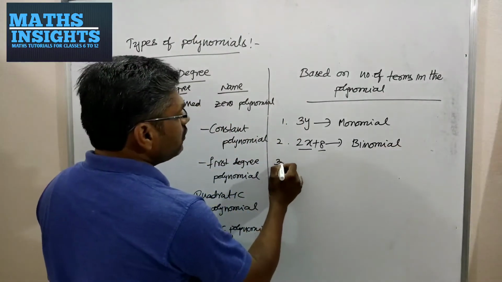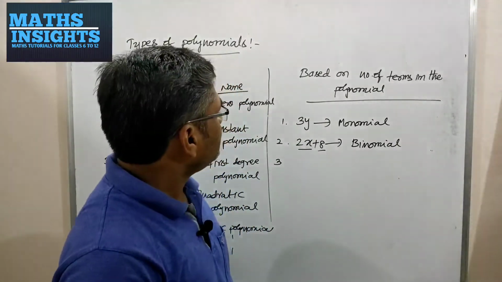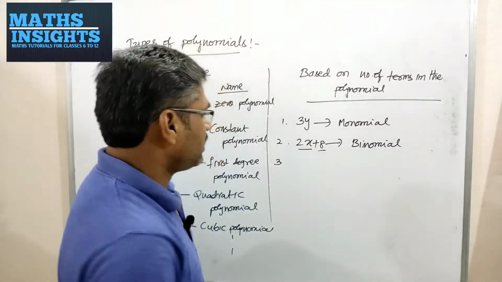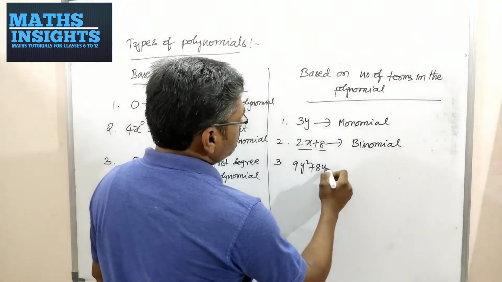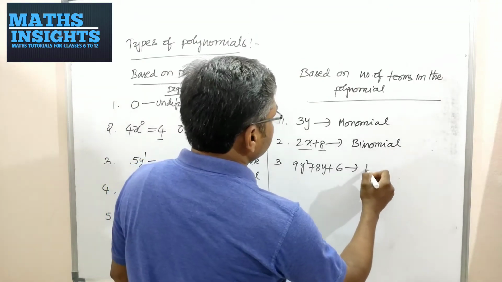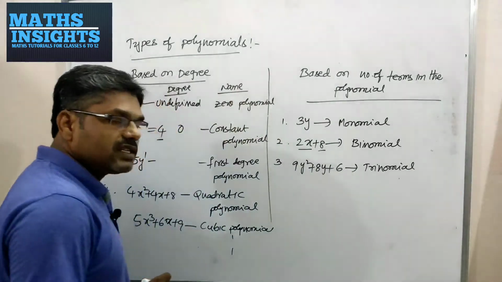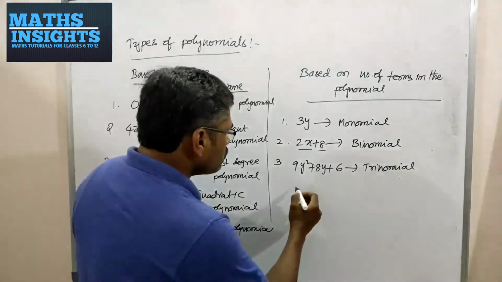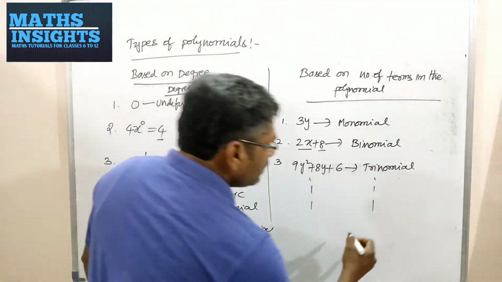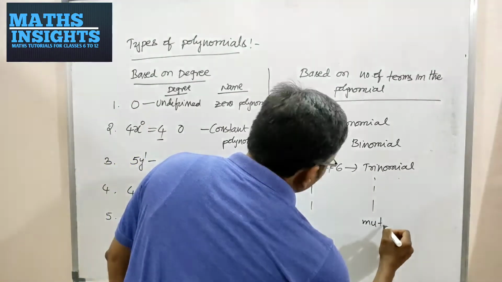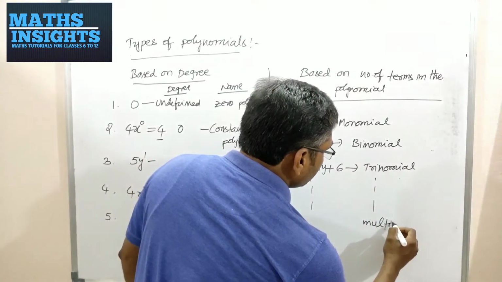Third one, if any polynomial contains three terms in it, then that is said to be a trinomial. For example, 9y square plus 8y plus 6 is a trinomial since it has three terms, and so on. If you increase the number of terms, then you will name the final one as multinomial.